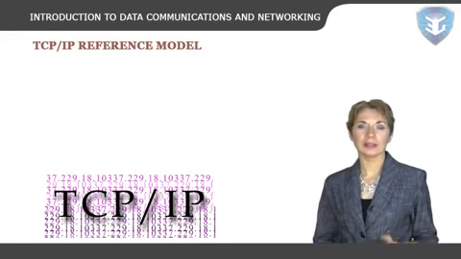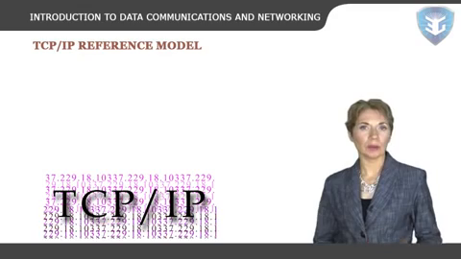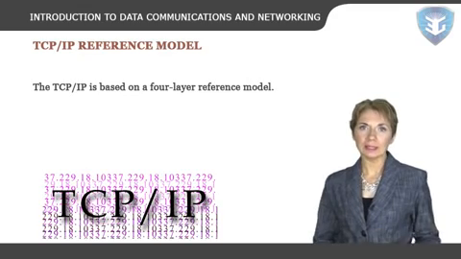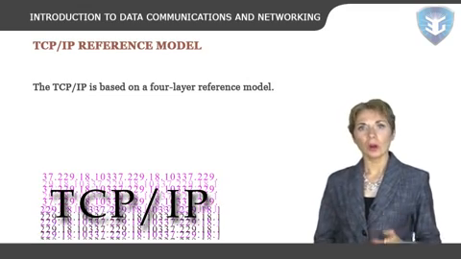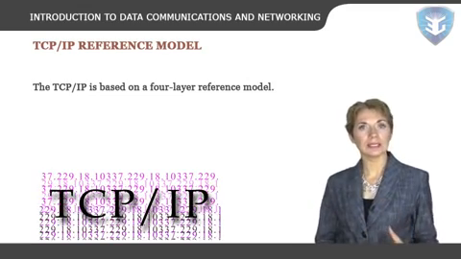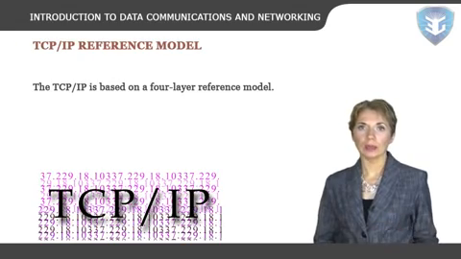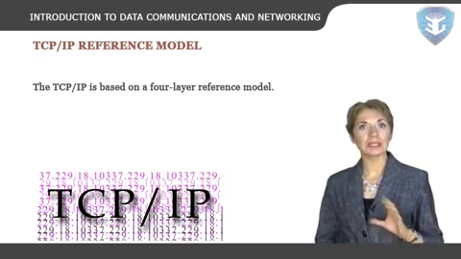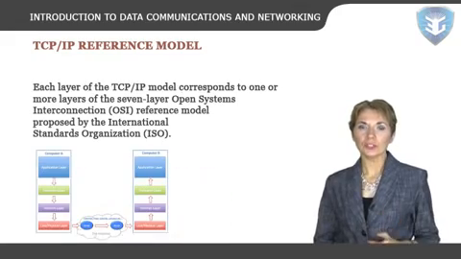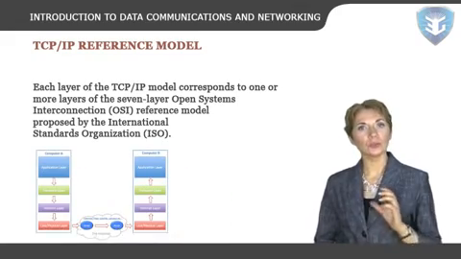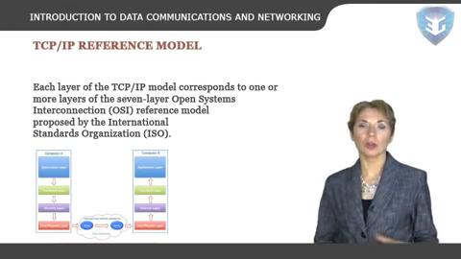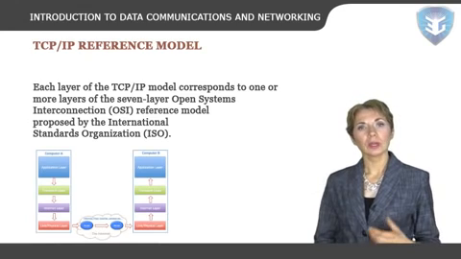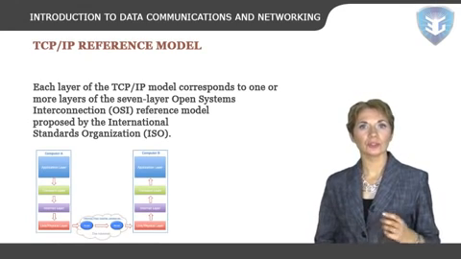Here we will discuss the TCP/IP reference model. The TCP/IP is based on a 4-layer reference model. All protocols that belong to the TCP/IP protocol suite are located in the top 3 layers of this model. Each layer of this model corresponds to one or more layers of the 7-layer Open Systems Interconnection, or OSI reference model, proposed by the International Standards Organization, or ISO.